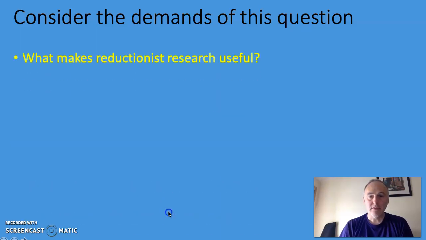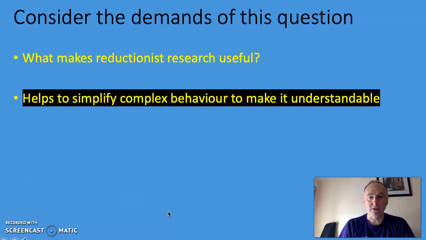Okay, so still considering the demands of the question. The first part of that was, what makes reductionist research useful? Well, the first thing to understand is that reductionist research helps to simplify complex behaviour to make it understandable. So if you've got very complex behaviour, well, you can look at it from all different areas if you want to, but if you want to understand it in any way, you're going to need to simplify that down. You're going to need to make it less complex. By doing so, you're going to make it more understandable.